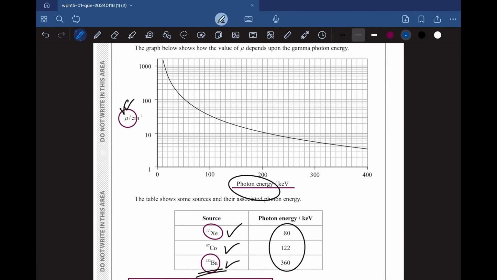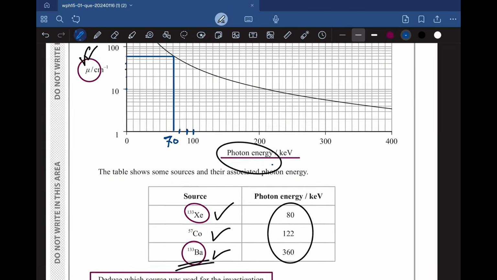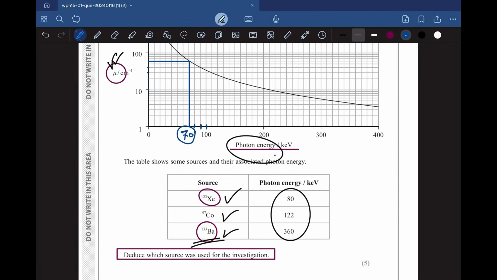Now we will have to figure out the corresponding photon energy for mu, which is 60, right? So we know if this is 10, this is 20, this is 30, 40, 50, and 60. So basically this is my 60. For this 60, we'll have to figure out the corresponding photon energy value. This corresponding photon energy value is 70 right here, because this is 80, this is 90, and this is 100. So our photon energy that we have figured out is 70.